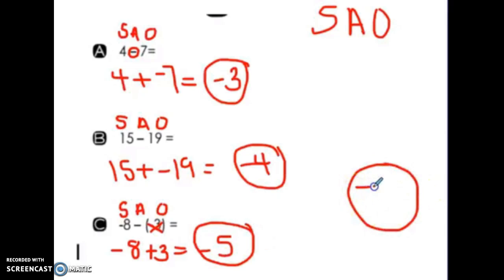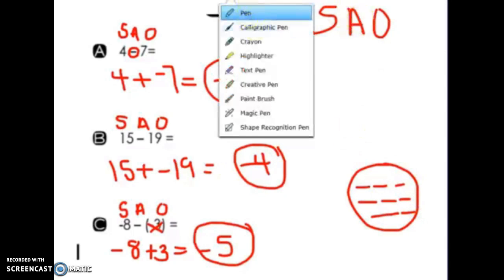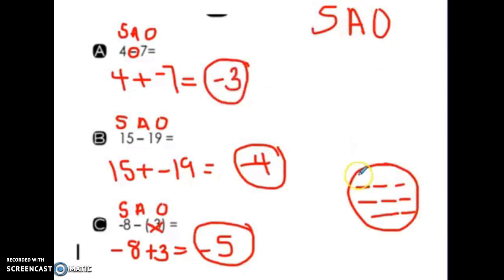I could also think about my bubble picture and draw out 8 negatives if I needed to, and then add 3 positives. Those are my pairs. What do I have left? A negative 5.